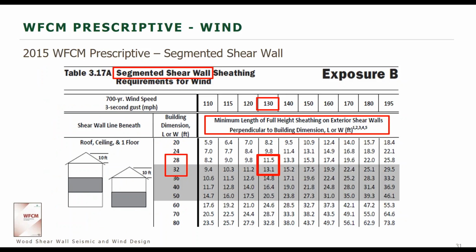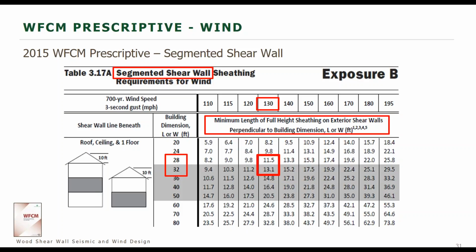So using the prescriptive approach for the segmented shear wall requirements, we go into our Table 3.17A, and this gives us the length requirements for the shear wall. How long do our full height sheathing segments need to be? So we go into our 130 mile per hour column.